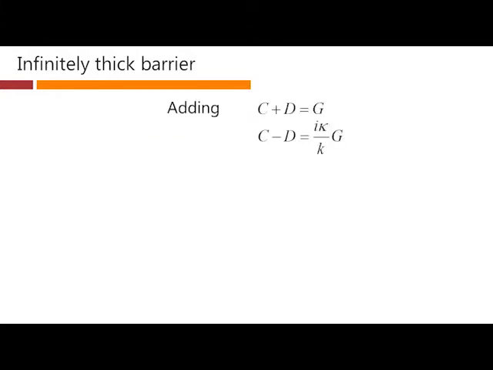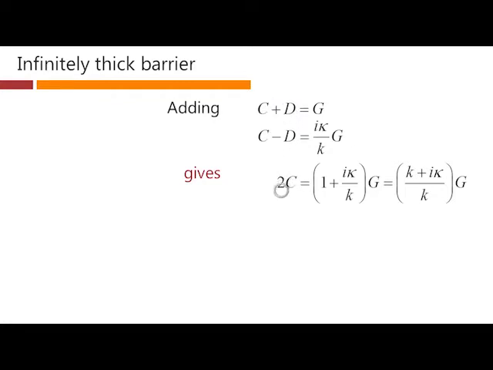So we can add these two equations we just found together. We add the left-hand sides and we add the right-hand sides here. Adding the left-hand sides, the two c's add, but the two d's cancel. So adding the left-hand sides gives us 2c. Adding the right-hand side gives us 1 times g, that's this one, plus i kappa over k times g.